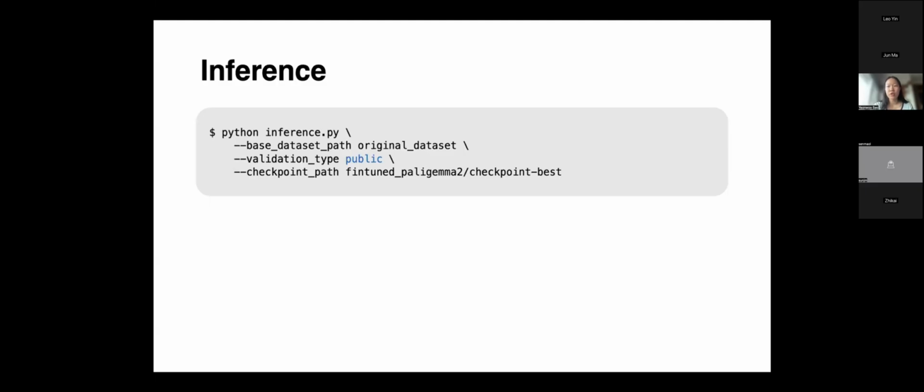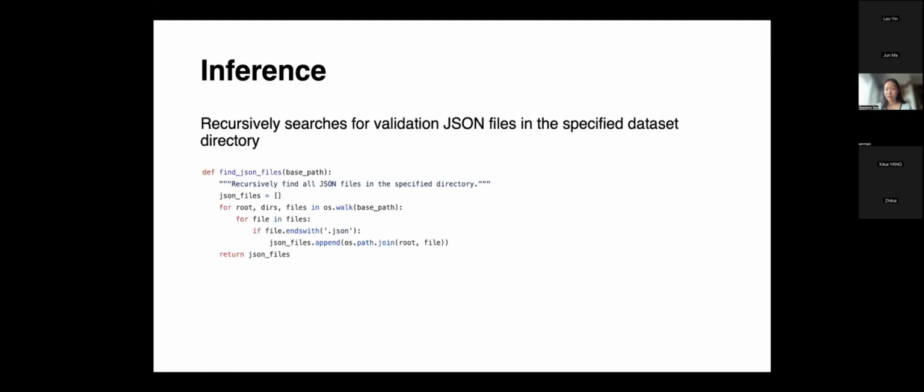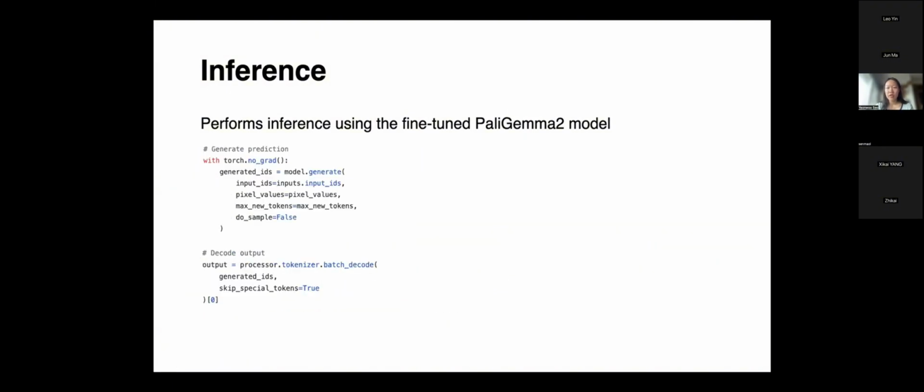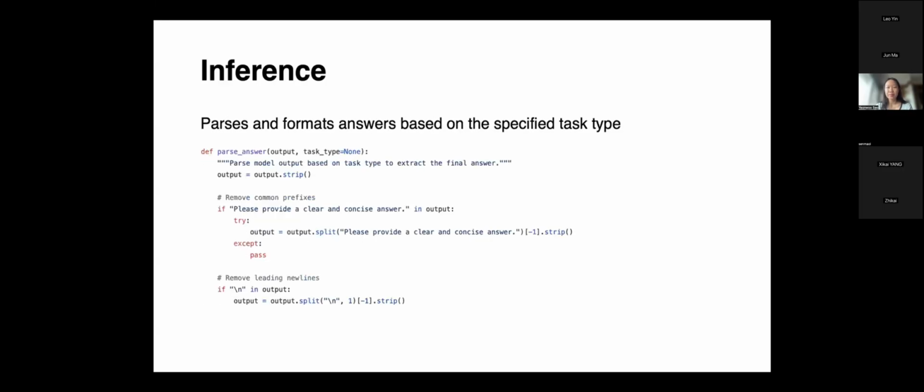And once you're done with fine-tuning, you can perform inference. You can enter either public or hidden as validation type, then it will perform inference on the specified dataset. It will first recursively search for validation JSON files in the specified dataset directory and generate answers using the fine-tuned model. Here we use this prompt, which is the same prompt we used in the fine-tuning part. And then it parses the answers.